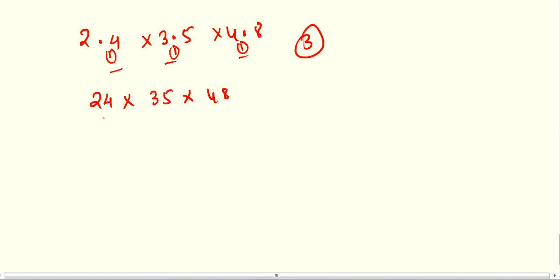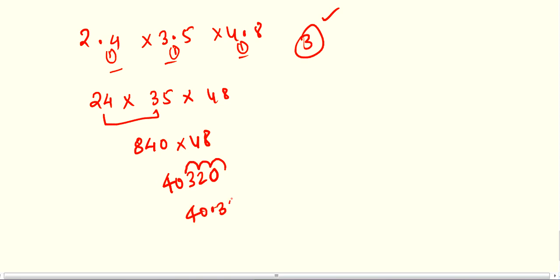Clear? So now first multiply 24 and 35. If you are multiplying 24 and 35, so you will get 840. Clear? Then multiply by 48. So from there you will get 40,320. Now 3 decimal places you have to take. So from last you will start 1, 2, 3. So 40.320 will be your required answer. It's very easy exercise, you can solve.